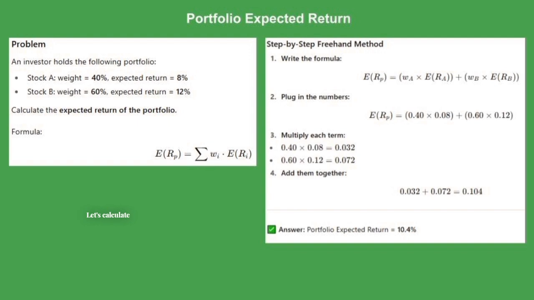Let's calculate the expected return of a portfolio. The formula is portfolio expected return equals the sum of each asset's weight times its expected return. Here are the numbers. Stock A has a weight of 40% with an expected return of 8%. Stock B has a weight of 60% with an expected return of 12%.